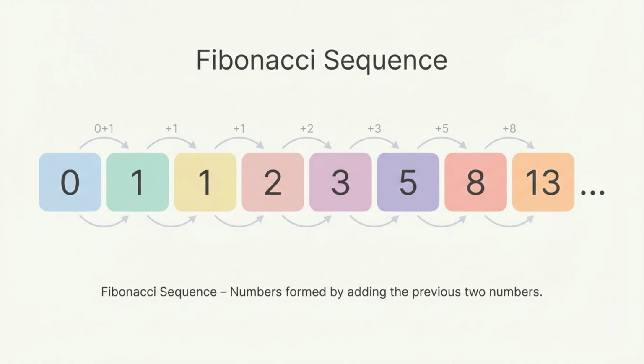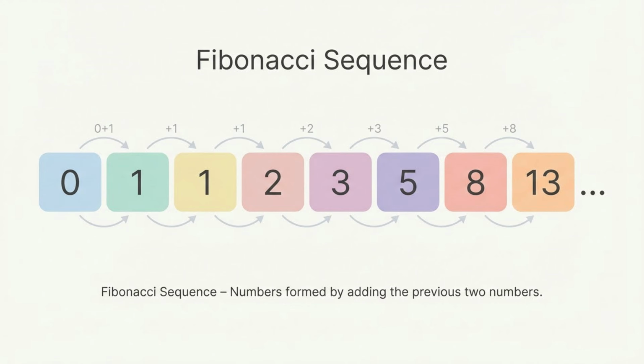The Fibonacci sequence is a simple pattern of numbers where each new number is created by adding the two numbers before it. It begins with 0 and 1. When you add 0 and 1, you get 1. Then you add 1 and 1 to get 2. Next, 1 and 2 make 3, and 2 and 3 make 5.